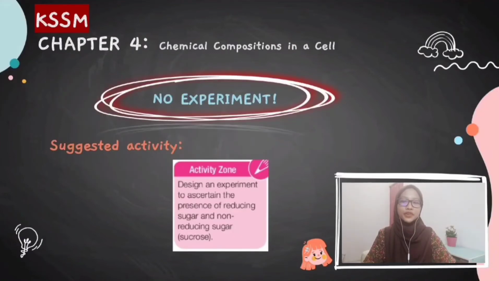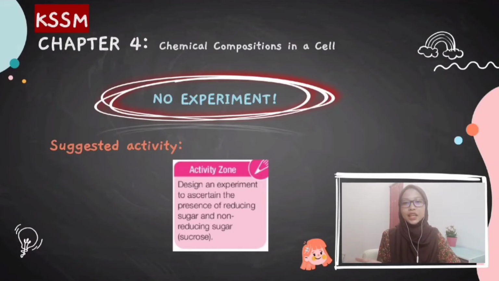Moving on to Chapter 4 KSSM, the chemical composition in a cell. Surprisingly, there is no experiment in this chapter. However, there is one activity suggested in the activity zone, in which students may design an experiment to ascertain the presence of reducing sugar and non-reducing sugar sucrose.